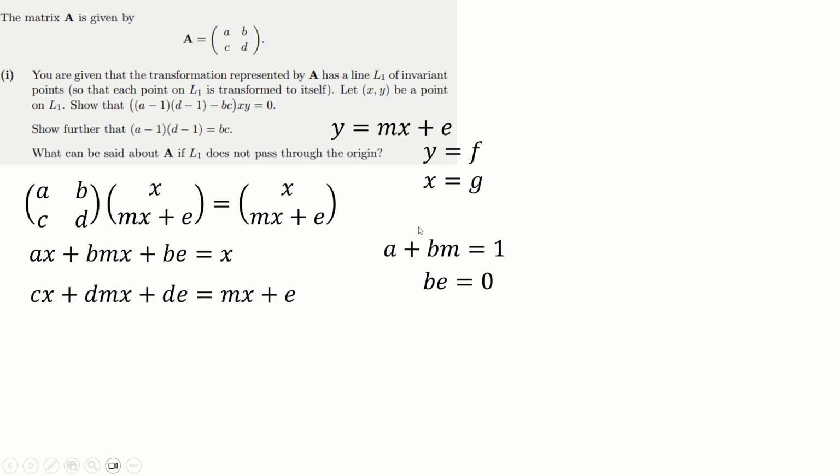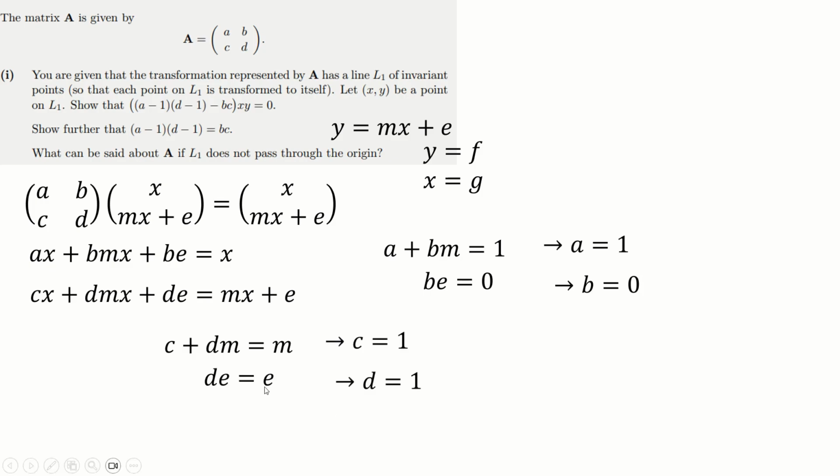Now, e is not allowed to be 0 because this doesn't go through the origin, apparently. So that means b has to be 0. And if b is 0, then this goes away and a has to be 1. And then we can do a very similar thing down here, exactly the same idea, because again, E isn't allowed to be 0 here, so D has to be 1, which then makes C have to equal 0. Sorry, this should be a 0. Just a mistype, but that should be a 0.